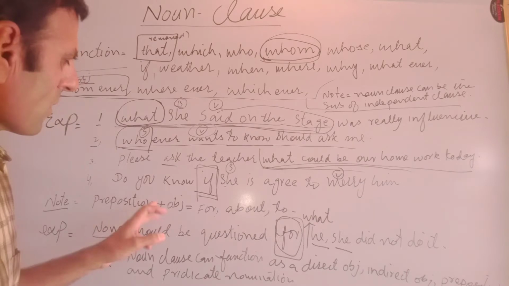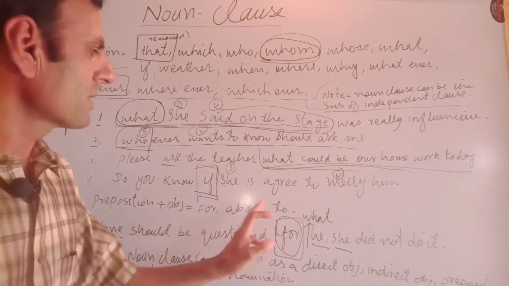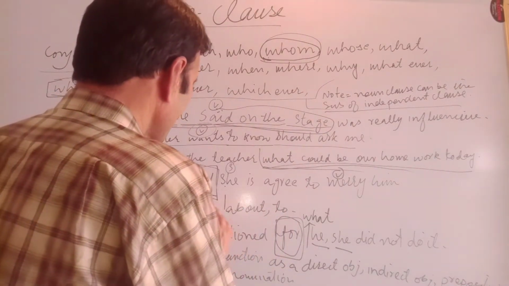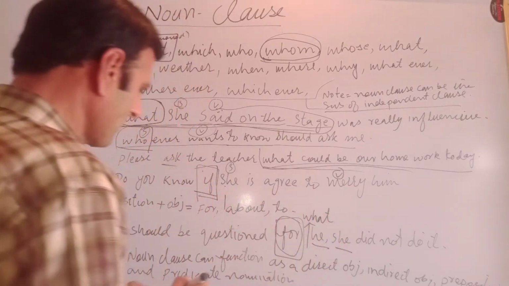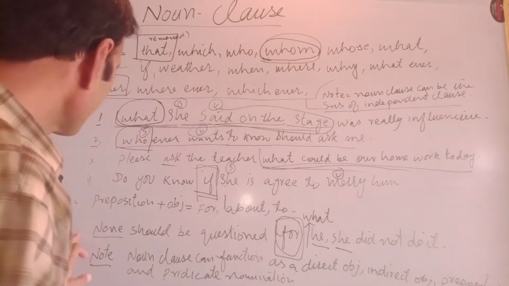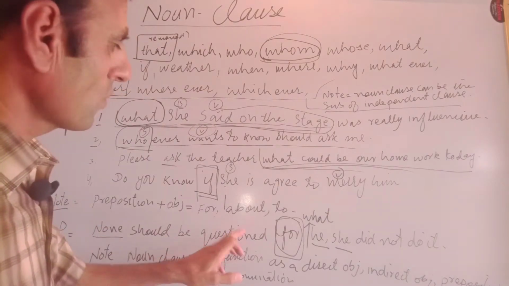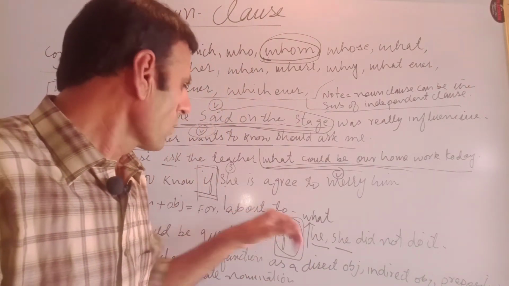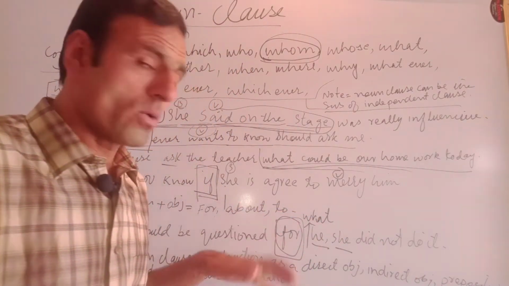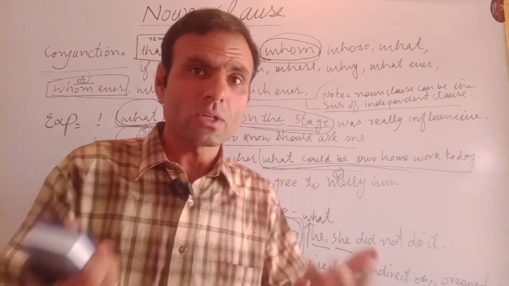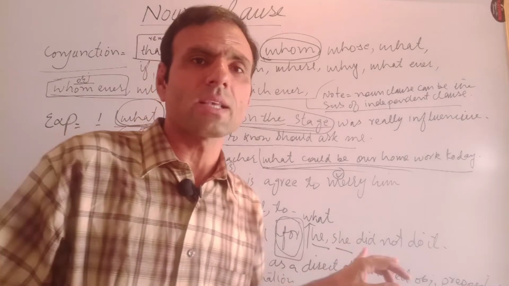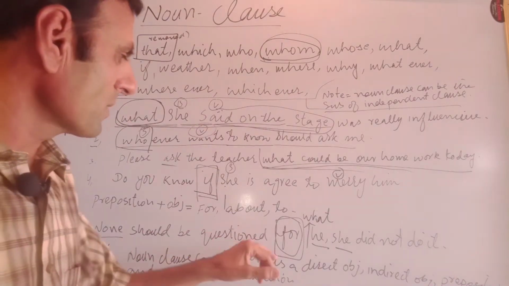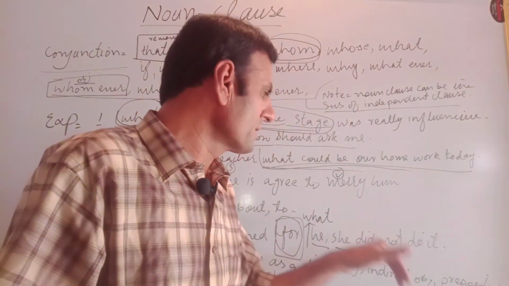Okay, preposition plus object: for, about, to, what. These are the prepositions. We use the prepositions in a noun clause. Okay. None should be questioned for he or she did not do it. Now, for is, we can use what, to, about. All of them are used in their correct place. Here, in this example, we just used for as a preposition. See here, none should be questioned for he or she did not do it.